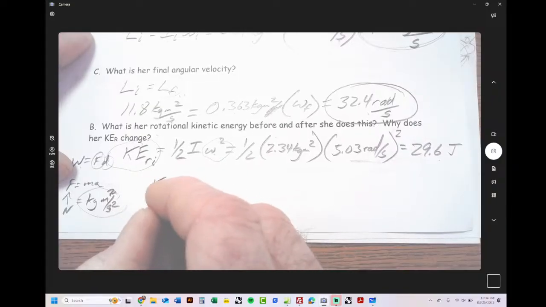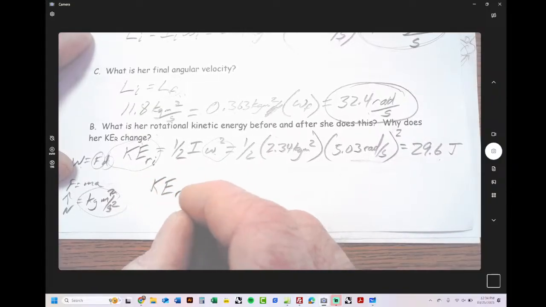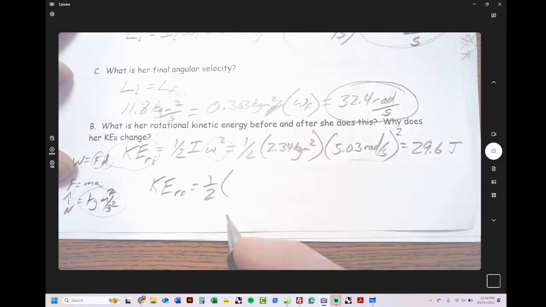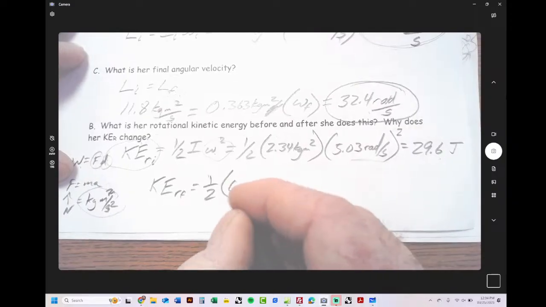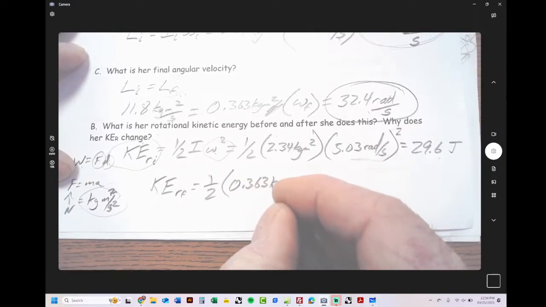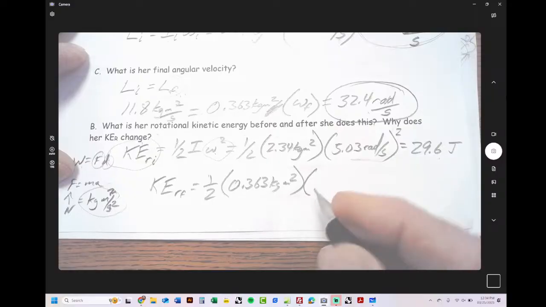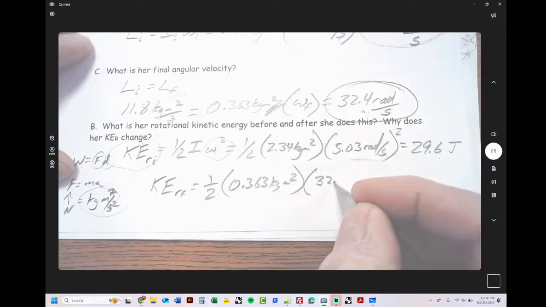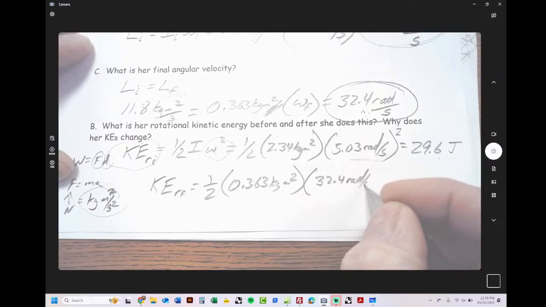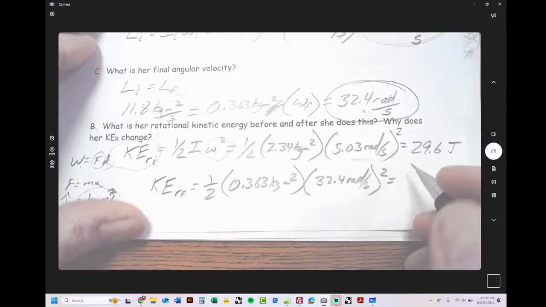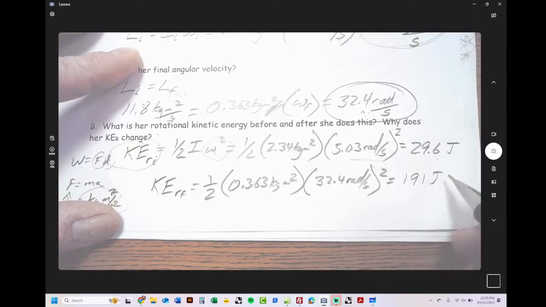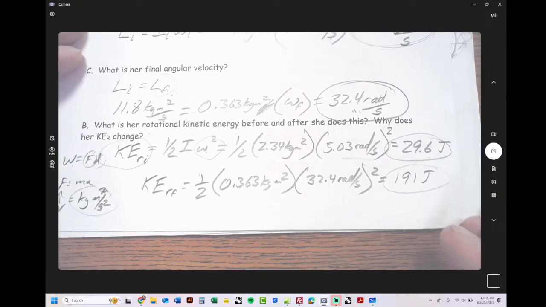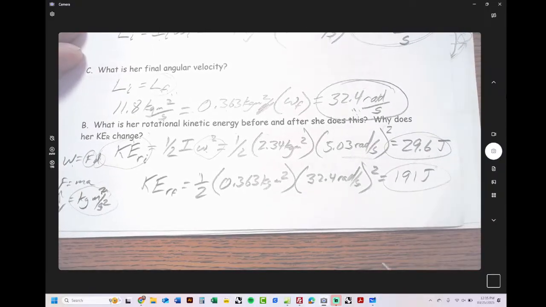And then for the final kinetic energy, it's going to be 1/2. I'm not going to write the formula again, but multiplied by the new moment of inertia, which is 0.363 kilograms meters squared, times the square of the new angular velocity, 32.4 radians per second squared, and that comes out to 191 joules. So she's got a lot more energy when she pulls her arms in. And why? Where does that energy come from?